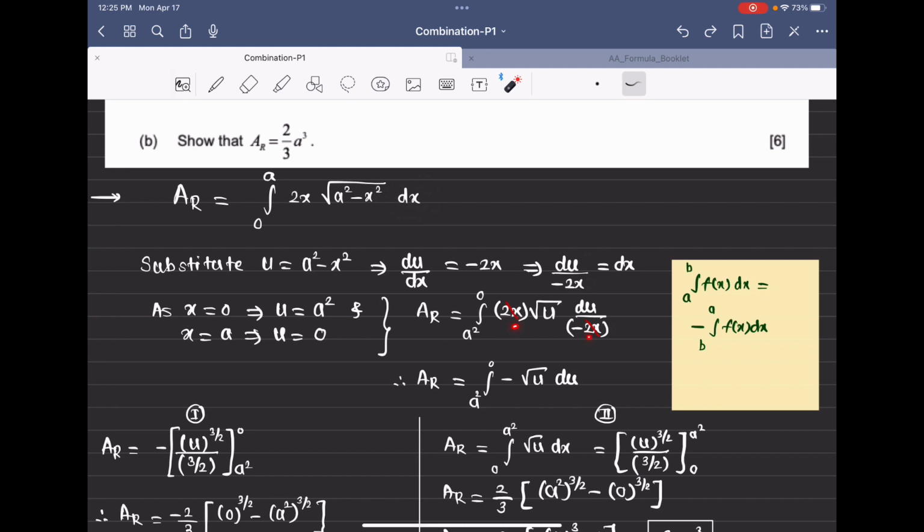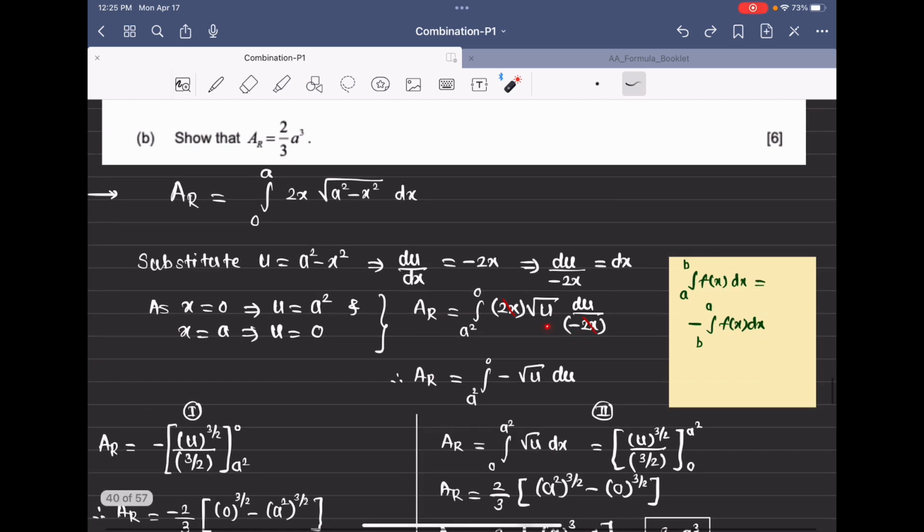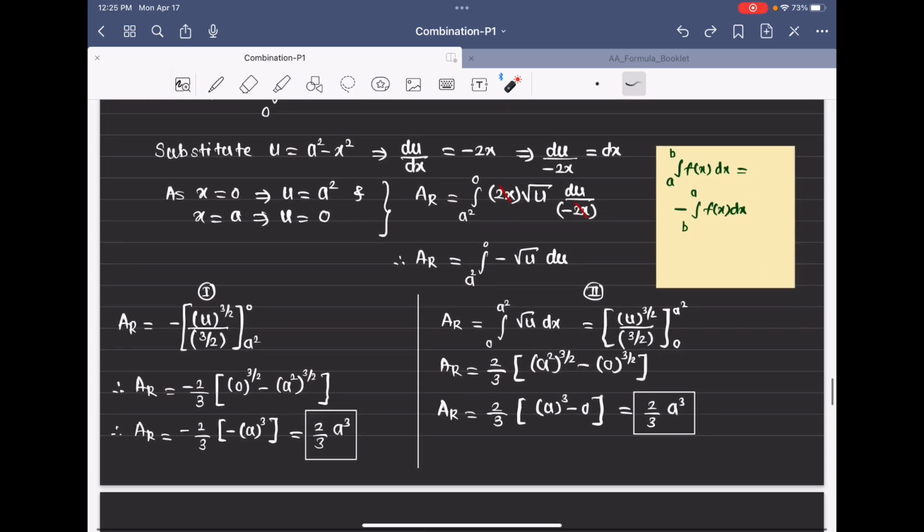Still I can see x terms are there, which I can cancel. So AR is equal to the integration from a square to 0 of minus root u times du, because anything upon minus 1 is the minus. Now taking the integration, taking this minus sign outside. Root u means u raised to 1 by 2, and u raised to 1 by 2 becomes u raised to 3 by 2 upon 3 by 2.